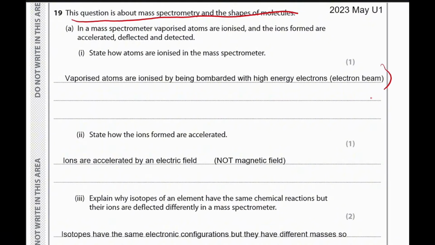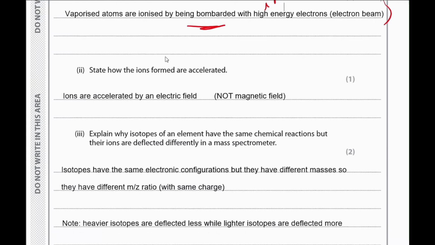Vaporized atoms are ionized by being bombarded with high energy electrons, that's right, using an electron gun. High energy, in other words high kinetic energy, electrons are bombarded towards the vaporized sample, and as a result they collide with the atoms of the vaporized sample, which results in one of the electrons being lost from those atoms, and hence producing ions.